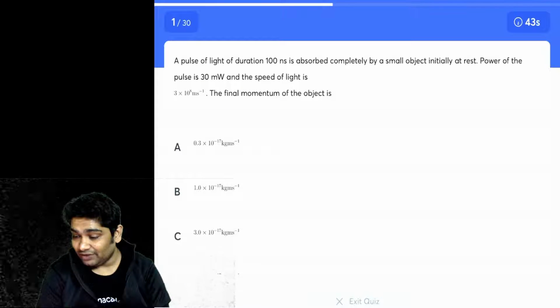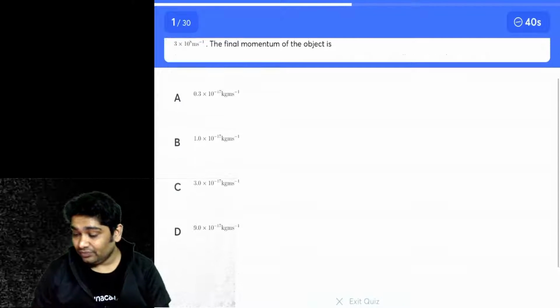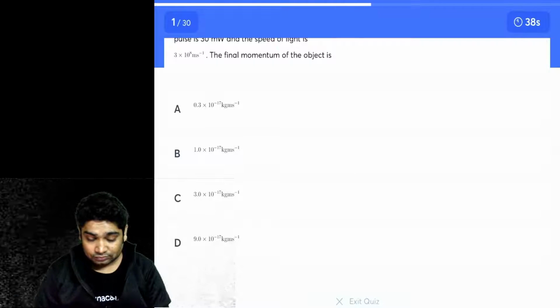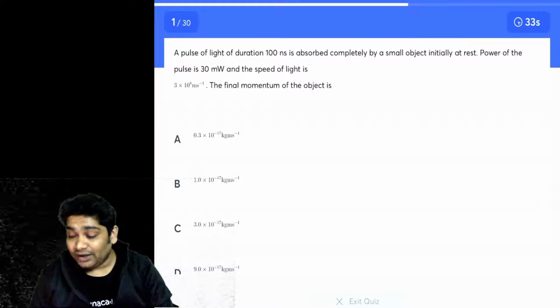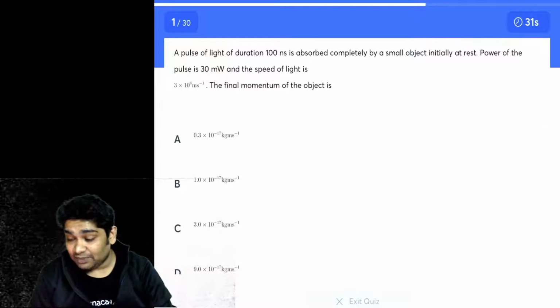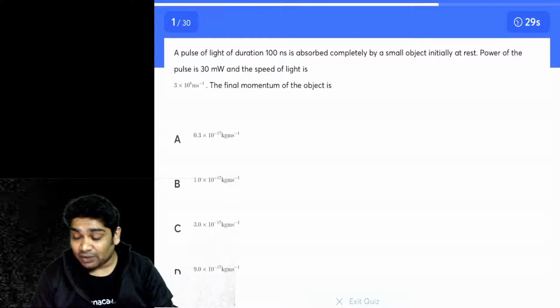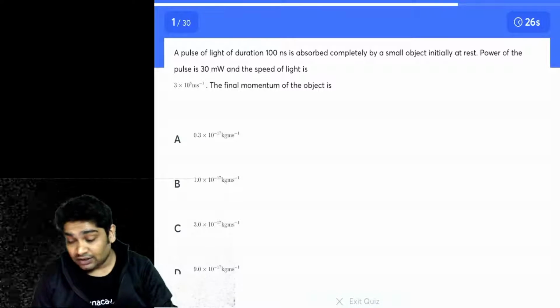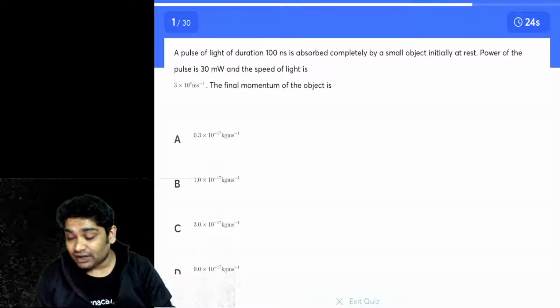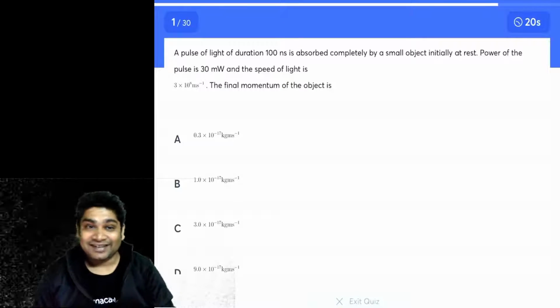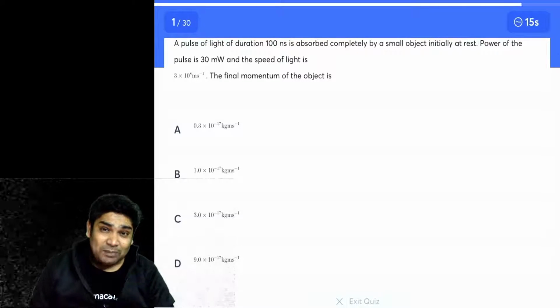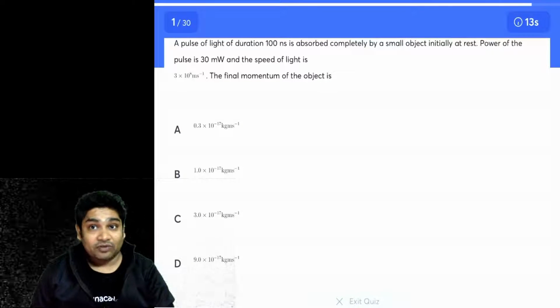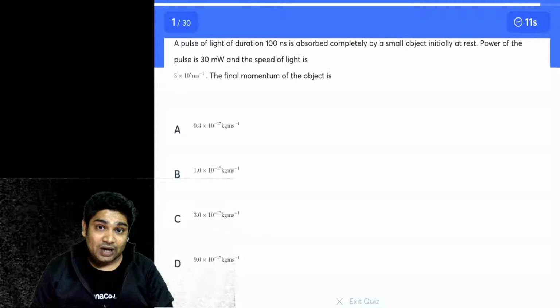What do you think will be the final momentum of the object? Will it be A, 0.3 into 10 to the power minus 17 kg meter per second? B, 1 into 10 to the power minus 17 kg meter per second? C, 3 into 10 to the power minus 17 kg meter per second? Or D, 9 into 10 to the power minus 17 kg meter per second? Hurry up. You've been told the power of the pulse, the duration for which it is absorbed, and now you are asked the momentum.